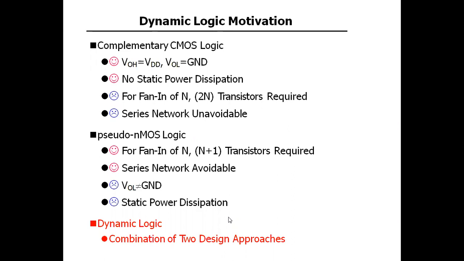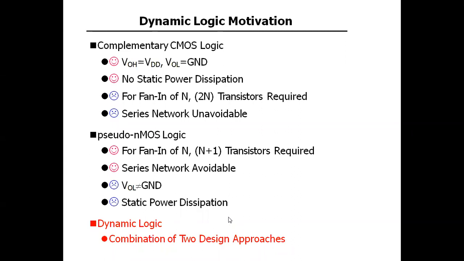VOH is equal to VDD, VOL is equal to ground, and there is no static power dissipation as we are not using the PMOS. Okay, then what are the disadvantages associated with this complementary CMOS? For a fan in of n transistors, you require two n transistors. That means exactly double. This is one of the major drawbacks, and series networks are unavoidable in design. If you are using a complementary CMOS, you cannot avoid series networks.